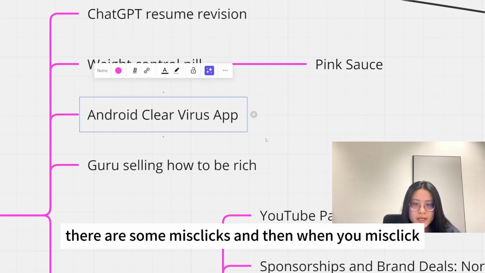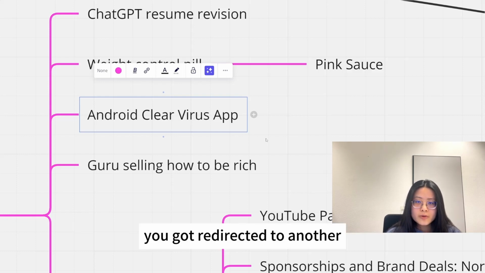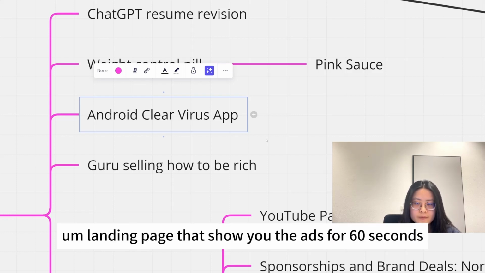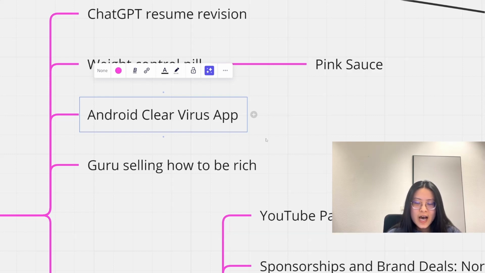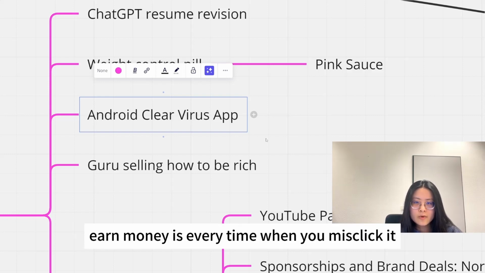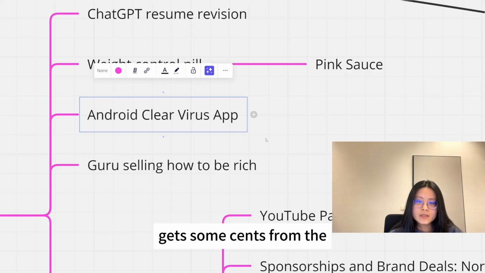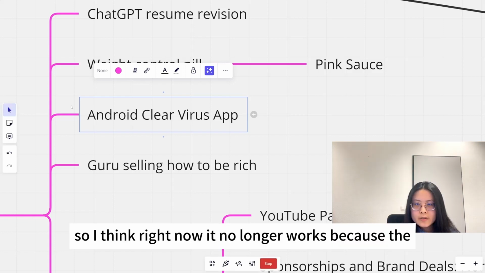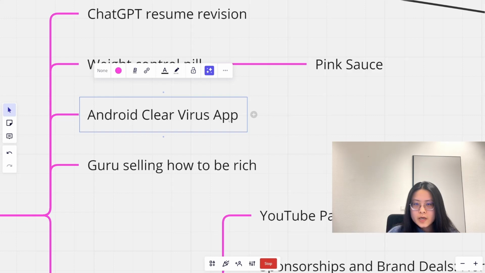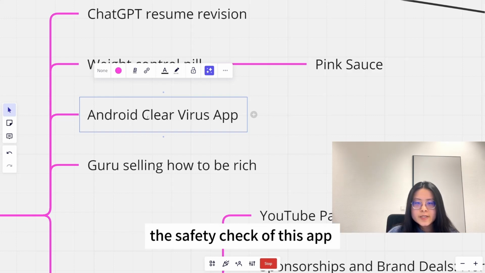There are some misclicks, and when you misclick, you get redirected to another landing page that shows you ads for 60 seconds. So how they earn money is that every time you misclick, the creator of the app gets some cents from the ad agency. So I think right now it no longer works because of the safety check of this app.